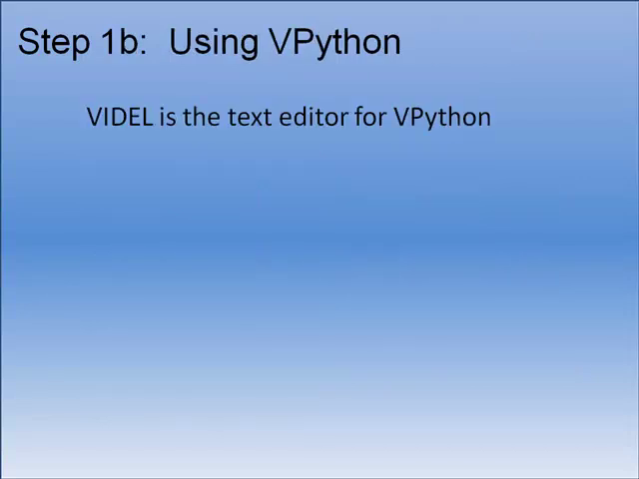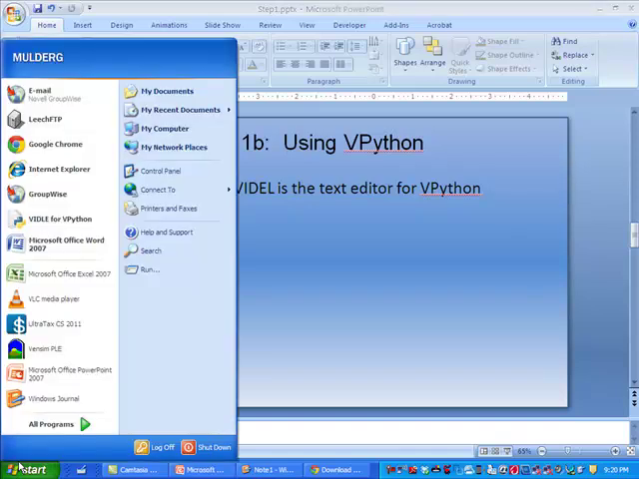The next step is to open up the VPython editor. VIDLE is the text editor used by VPython, or rather best used by VPython. When you downloaded VPython, you should have discovered on your desktop or on your program list a program called VIDLE for VPython. We're going to click into that now. And when we do that, we get this nice blank white screen. This is where we do all our programming.